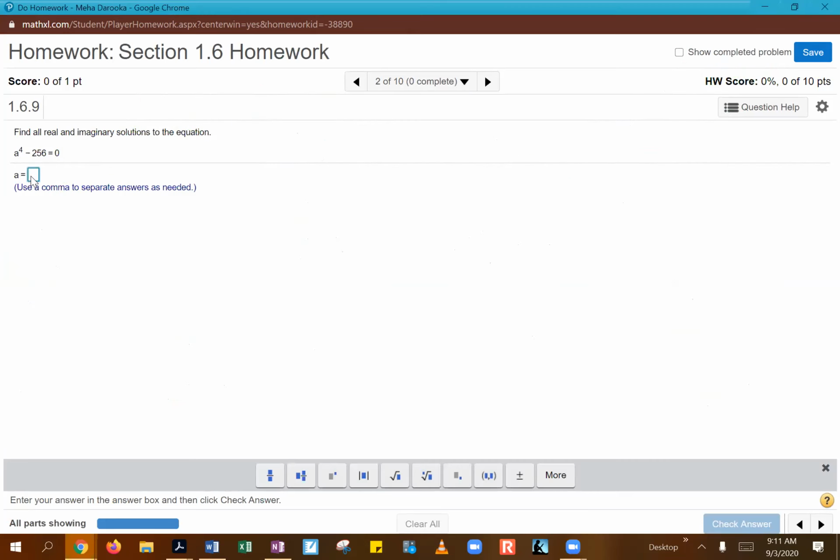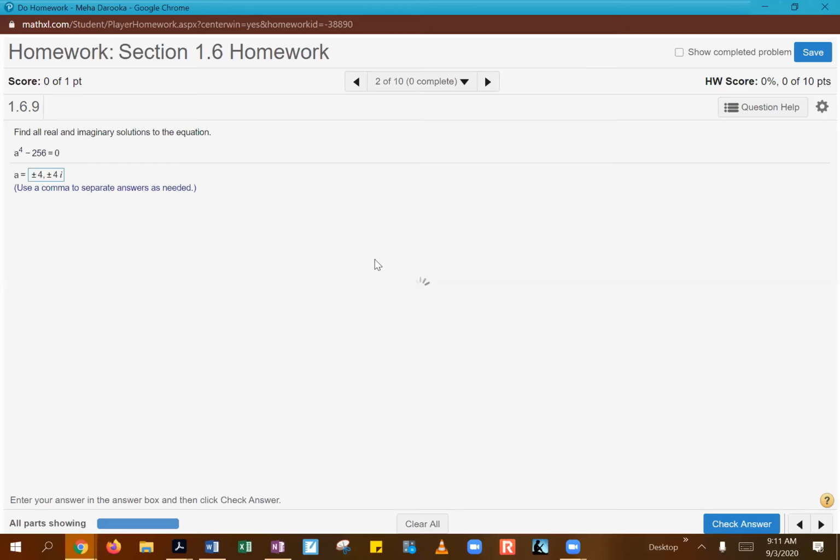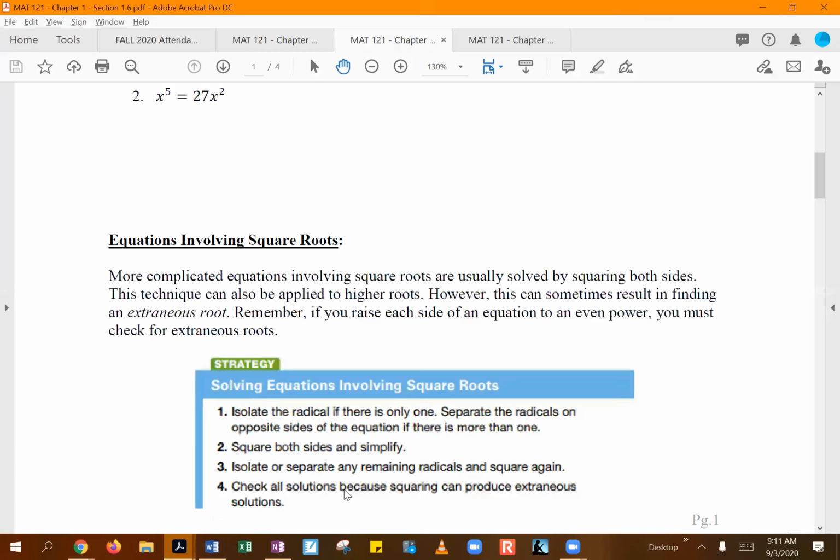So we will have positive and negative 4. I'm just typing those 2 answers, and then I'll do again positive and negative 4i. Let me get my i over here. There you go. And enter, and again, you will see that works out. Okay, so this was how to use factoring in a higher degree polynomial example.